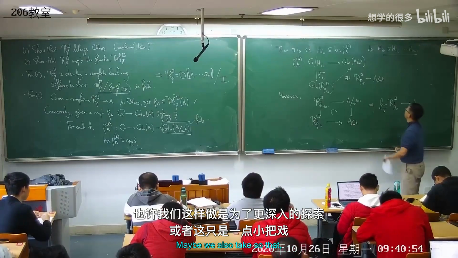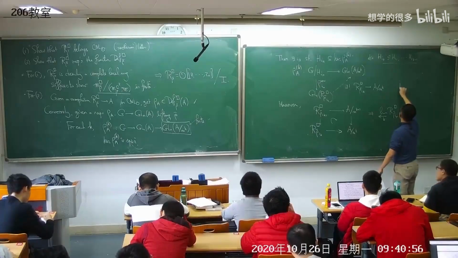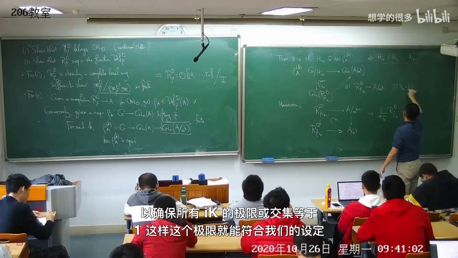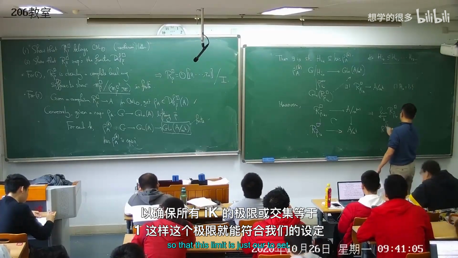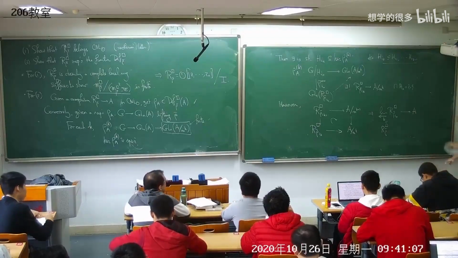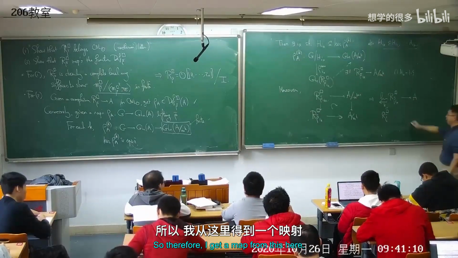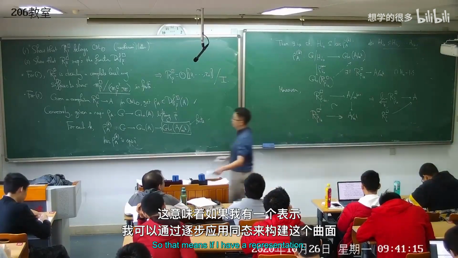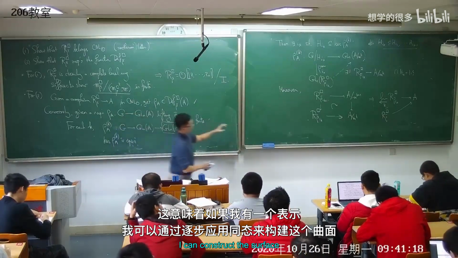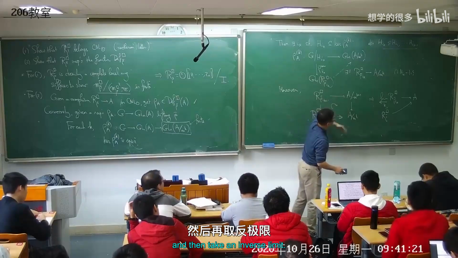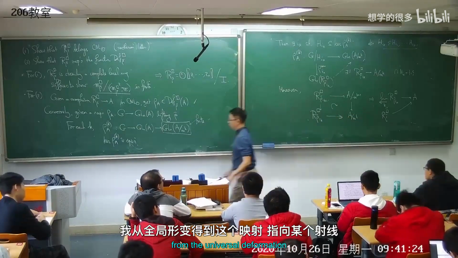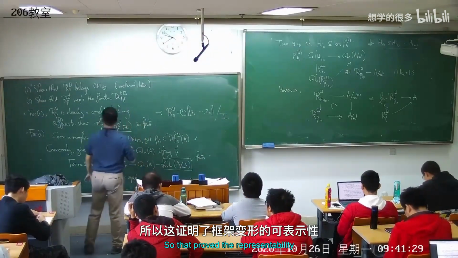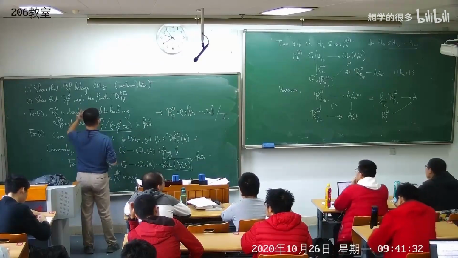Maybe we also shrink a little further to make sure that the intersection of all the H_{i_k} is trivial, so that this limit is just R. Therefore I get a map from this to here. That means if I have a representation, I can construct this homomorphism step by step and then take an inverse limit. I get this map from the universal deformation ring to A. Okay, so that proves the representability of the framed deformation.